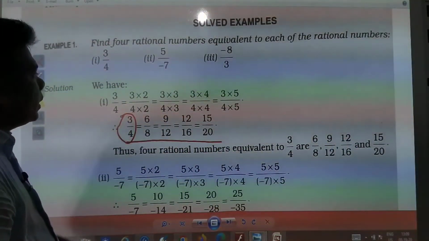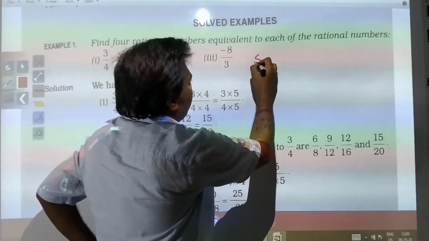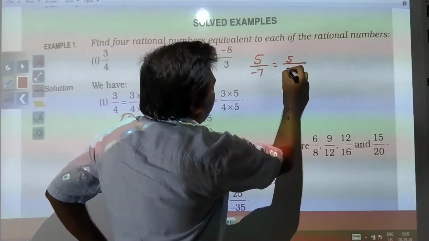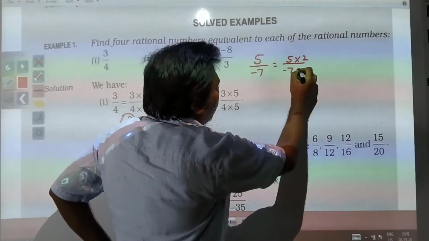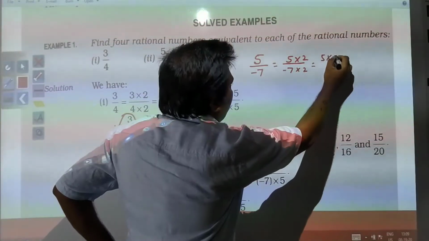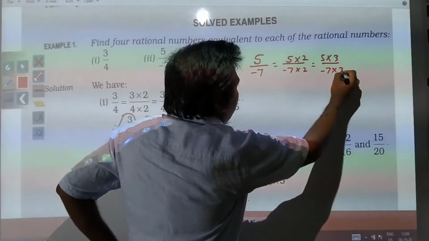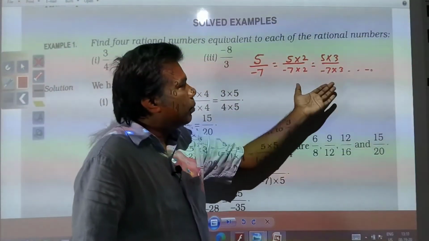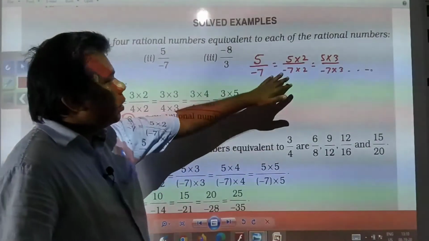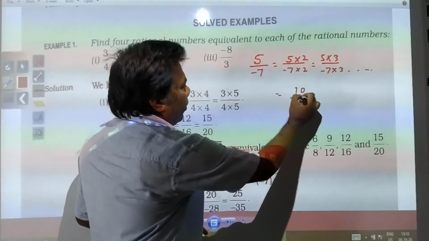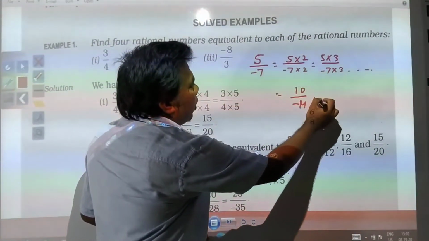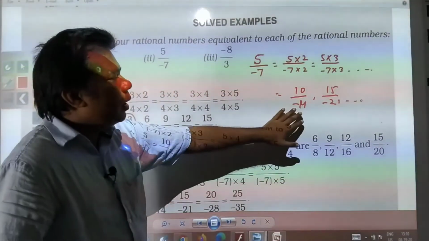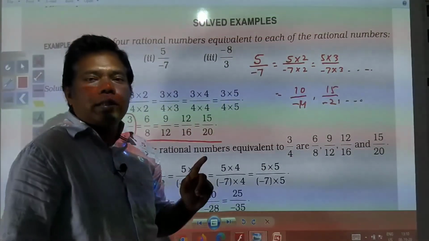Next you have 5 by minus 7, and the same thing needs to be done. 5 by minus 7 will be 5 into 2 by minus 7 into 2, and 5 into 3 by minus 7 into 3, and so on. You only need 4 numbers, so take 4 multipliers and multiply, and you will get all those numbers. Suppose 10 by minus 14 or 15 by minus 21, all these will be called equivalent rational numbers of 5 by minus 7.